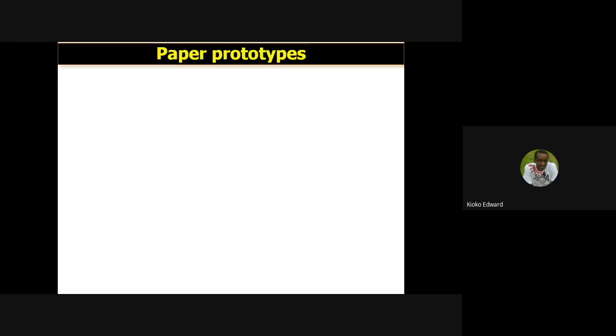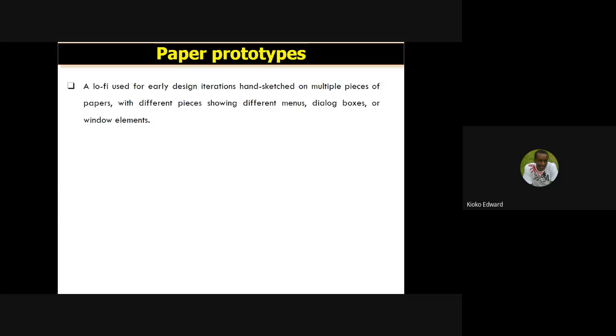So I think I want to show you how the horizontal and the vertical prototype can be done. But let me just look at the prototypes. So we talked about the low fidelity and high fidelity prototype. One of the low fidelity prototypes is what we call the paper prototype. So this is a low fidelity prototype for early design iterations.